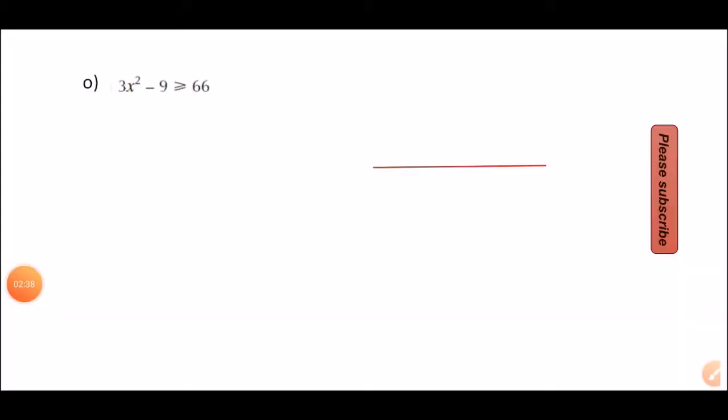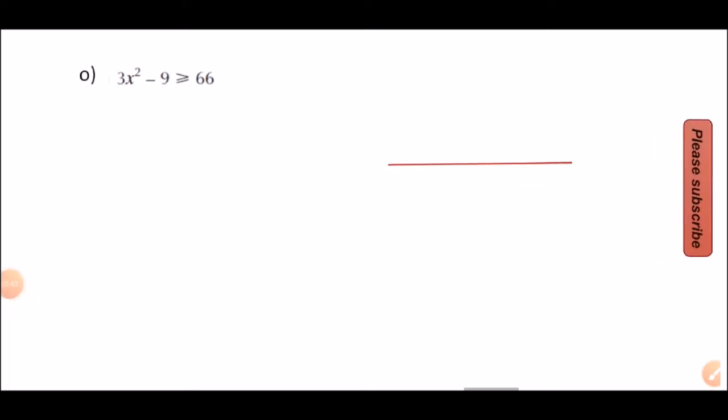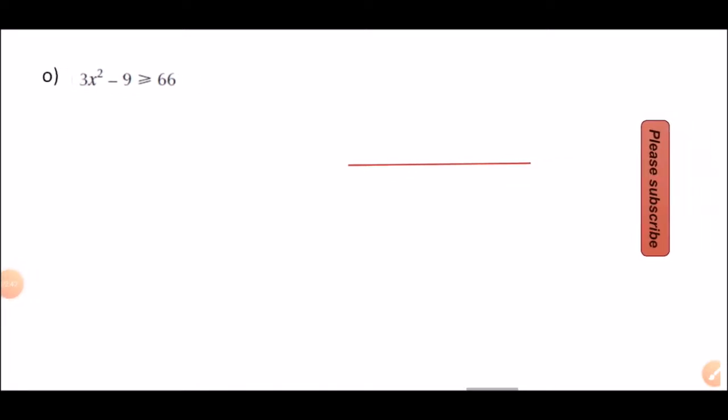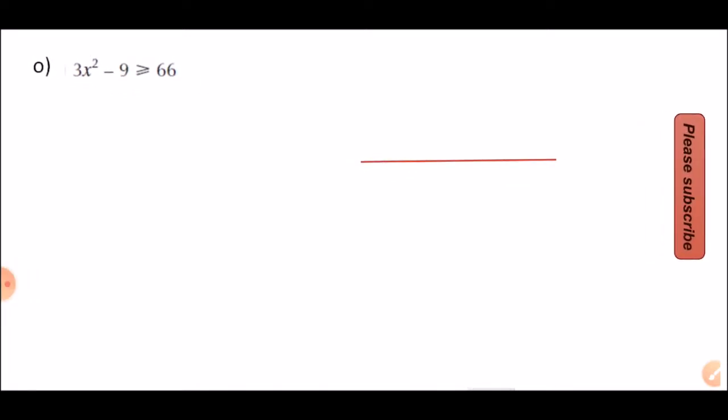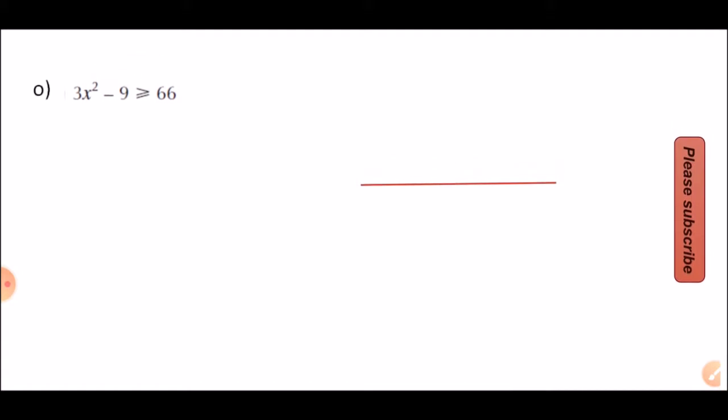So question O now. Because we want to get the x squared on its own, the first thing we have to do is get rid of this minus 9 on the left. So to do that, we have to add 9 to both sides. On the left hand side, the minus 9 and the plus 9 cancel out, leaving me with just 3x squared. But what's 66 add 9 on the right? So 66 add 9 is 75. And then just copy the sign down.